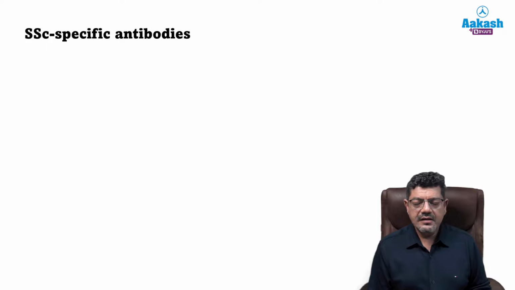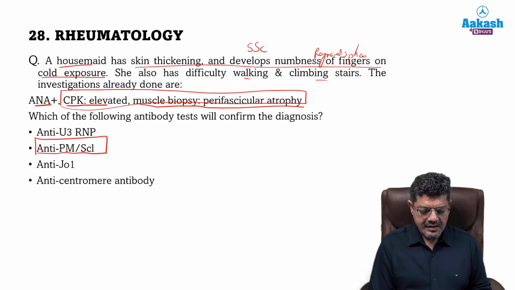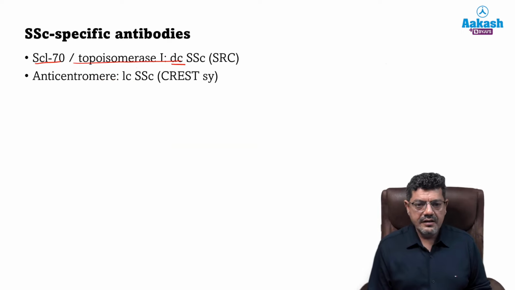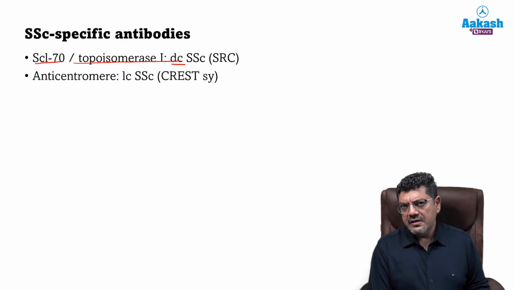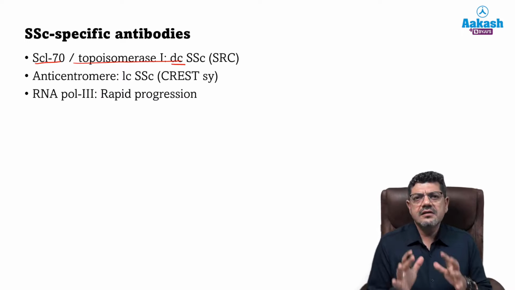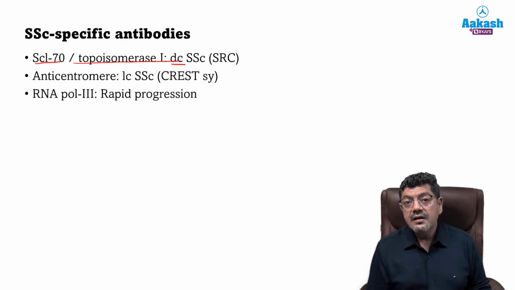Right, let's quickly look at systemic sclerosis specific antibodies. Diffuse cutaneous systemic sclerosis is associated with the Scl-70 or topoisomerase 1 antibody. I think this was also one of the positive findings given in the stem of the question, right? That's what I remember. Anticentromere is the antibody associated with CREST syndrome. RNA polymerase 3, importantly, signifies a lot of things. What I would like you to remember is that it signifies a high possibility of rapid progression of disease.